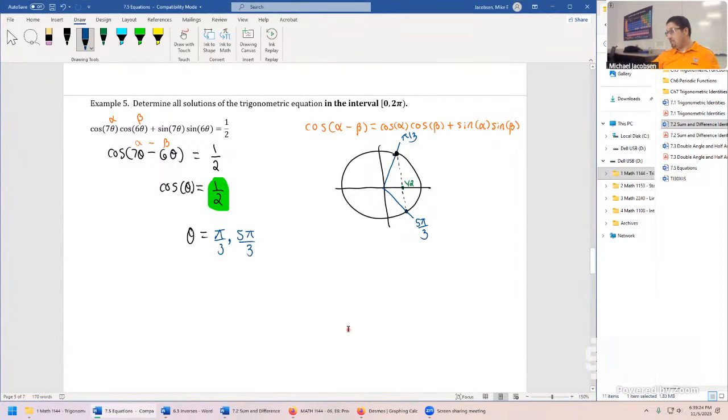Let me minimize some of this stuff. Any last questions or comments before we try out another?